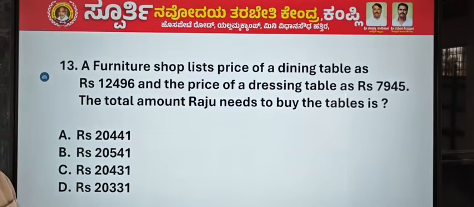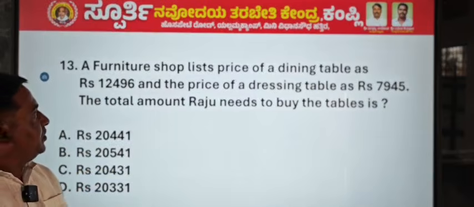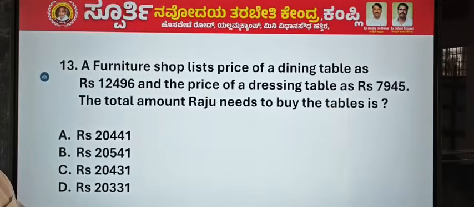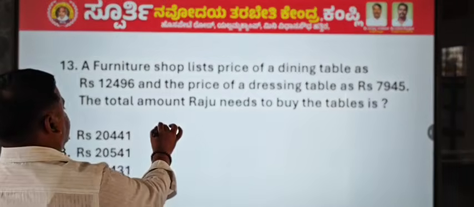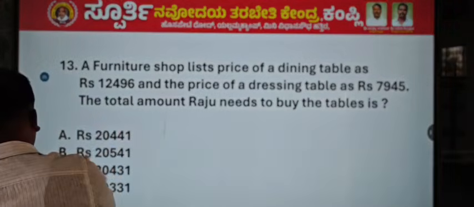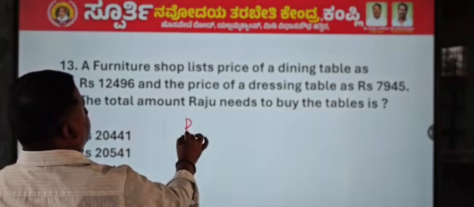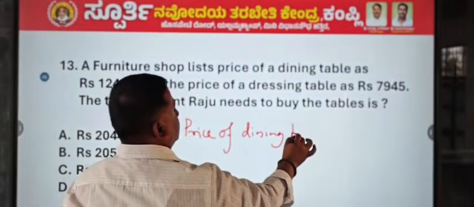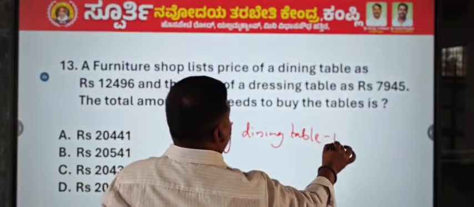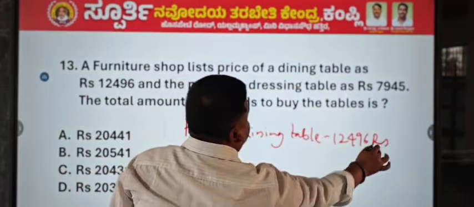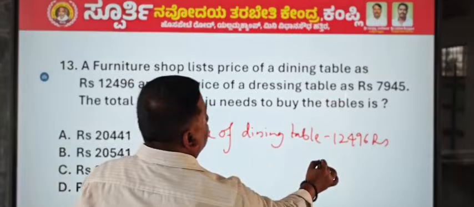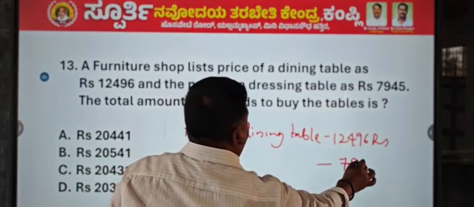Okay, see the question carefully. A furniture shop lists the price of a dining table as 12,496 rupees, and the price of a dressing table as 7,945 rupees.